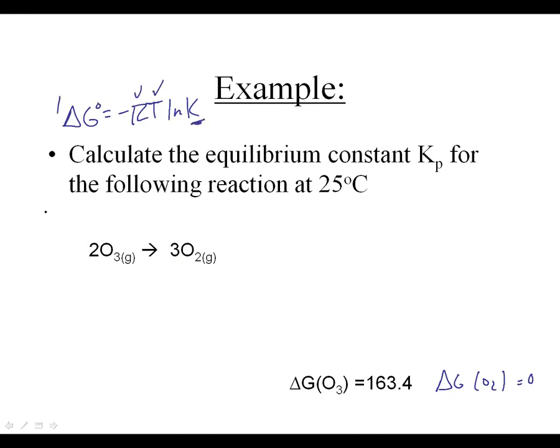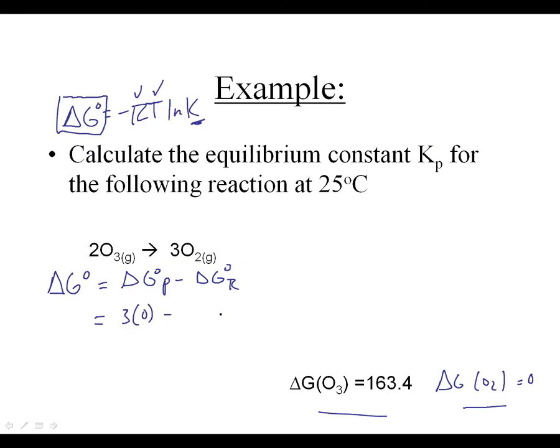If it wasn't given to you, you need to go to the table and look up the values of delta G. This is a situation where we're not going to do anything weird. We're just going to do products minus reactants. Looking up those values, for O2, I didn't give it to you, but remember that anything in a standard state for delta G will be 0. So it's going to be 3 times 0 minus 2 times 163.4. By the way, these are kilojoules, which is important there.